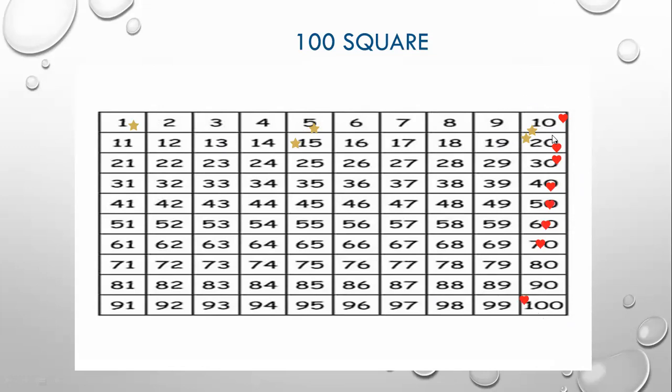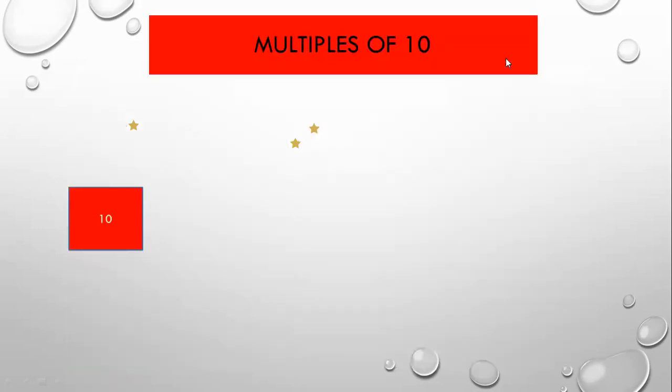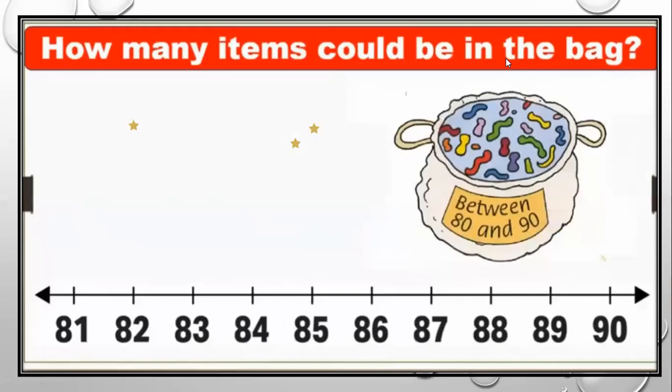When we are counting in tens, we will include these numbers. When we are finding decade numbers, we are going to consider these numbers. And if someone asks you what the multiples of 10 are, you are going to tell them from 10 to 100. You're not going to include other numbers. So then we went on to multiples of 10 that I have already told you.